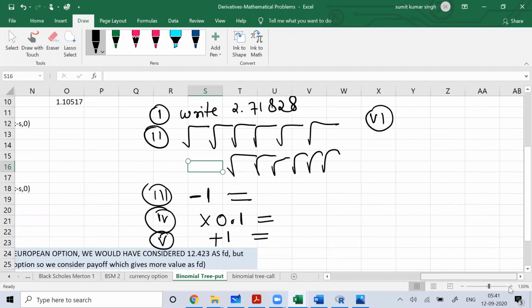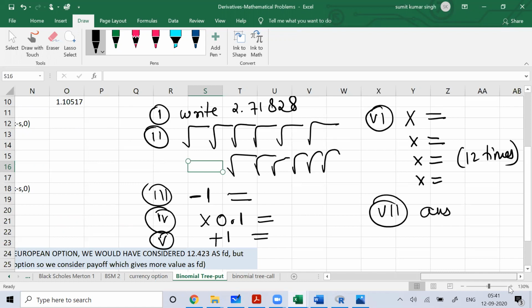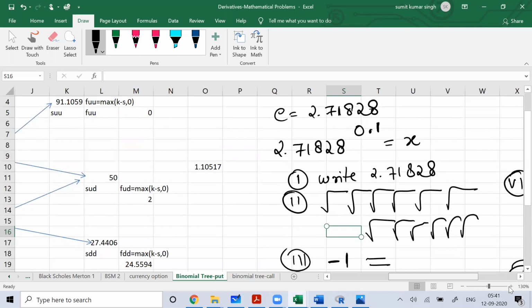Then in the sixth step, what you do? Press into equal to, and do that 12 times. Once you do into equal to 12 times, after that you'll get the answer. You can try this with your normal calculator, you'll get the answer.